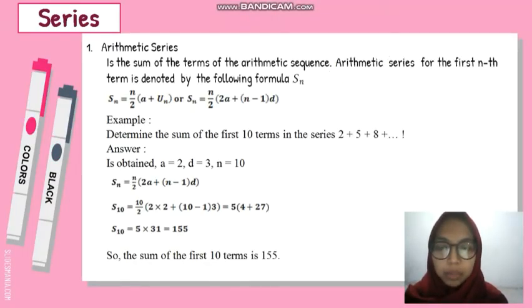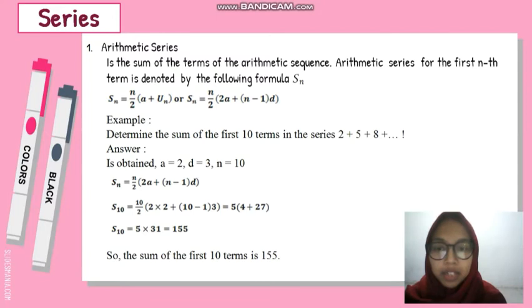The next, the second is series. Number 1, arithmetic series. Arithmetic series is the sum of the terms of the arithmetic sequence. Arithmetic series for the first n terms is denoted by the following formula: S sub n equals n divided by 2 times a plus u sub n, or S sub n equals n divided by 2 times 2a plus n minus 1 times d.